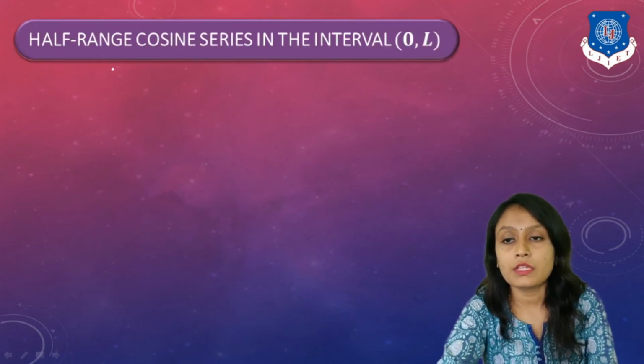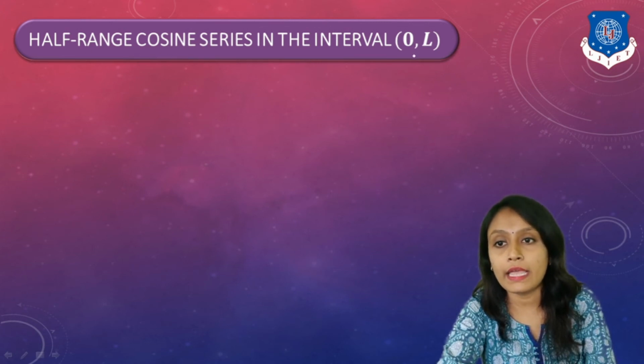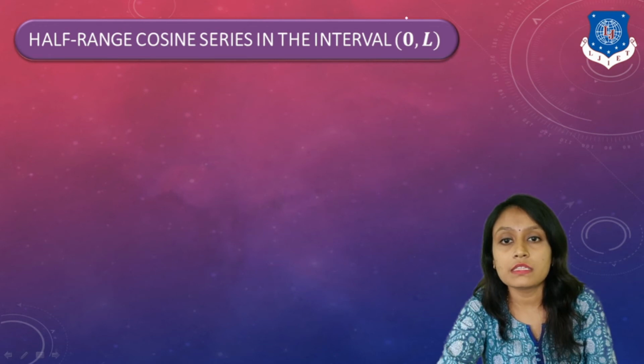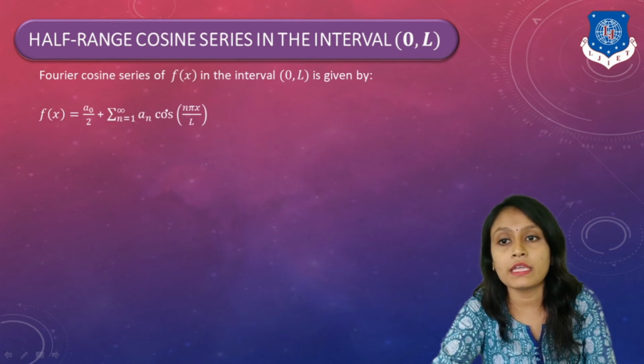Now let's move to the next topic, that is half range cosine series in the interval 0 to l. Now the interval is in the form of 0 to l. So the formula is f(x) equals a0 by 2 plus summation n from 1 to infinity a_n cos (n pi x upon l). Just minor changes when we have l.